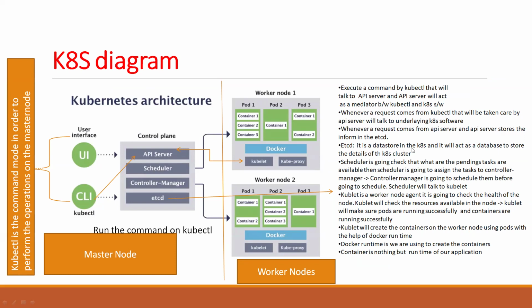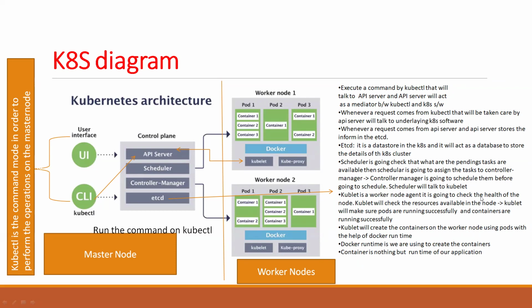etcd is the data store in Kubernetes, and it acts as a database to store the details of the Kubernetes cluster. The scheduler is going to check what pending tasks are available, then assign the tasks, and the controller manager is going to schedule them. Before scheduling, the scheduler will talk to the kubelet, which is the worker node agent.